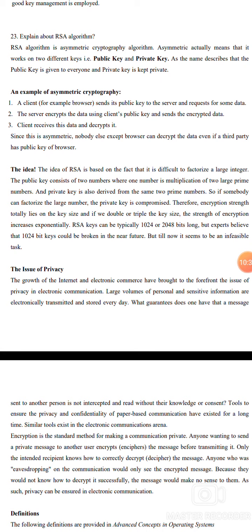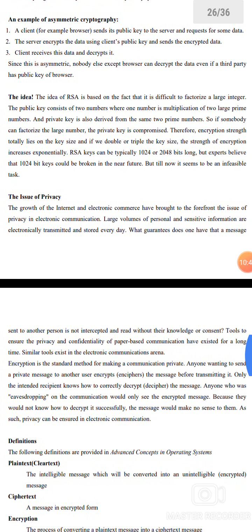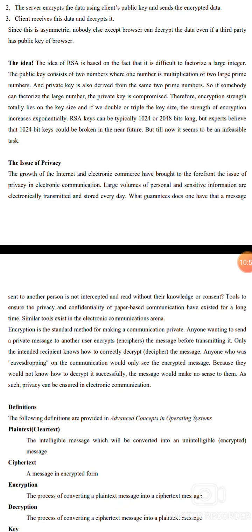An example of asymmetric cryptography: the client sends its public key to the server and requests some data. The server encrypts the data using the client's public key and sends the encrypted data. The client receives this data and decrypts it. The idea of RSA is based on the difficulty of factorizing large integers. The public key consists of two numbers, where one number is the multiplication of two large prime numbers. The private key is also derived from the same two prime numbers, and if somebody can factorize the large number, the private key is compromised.